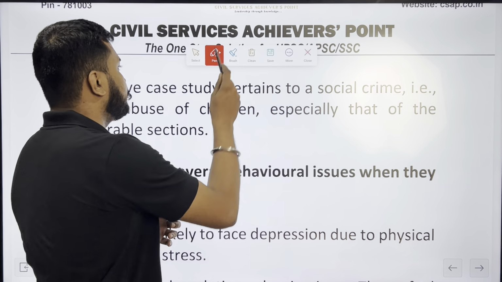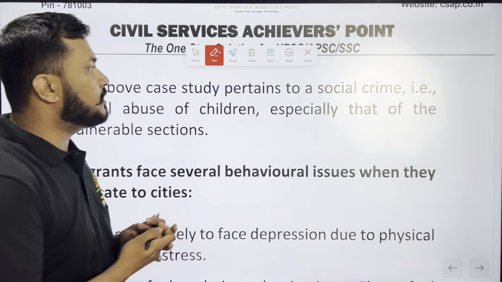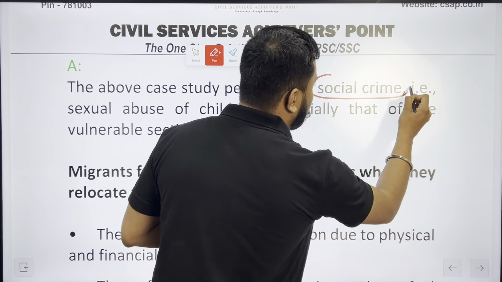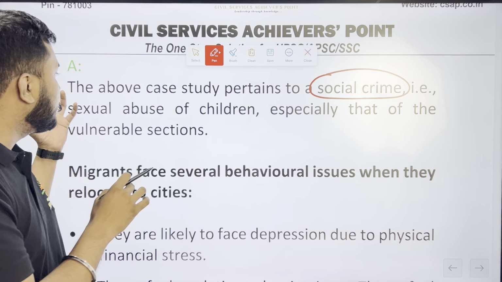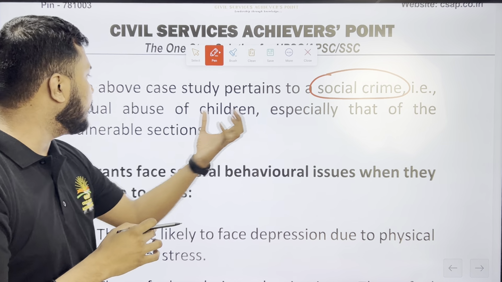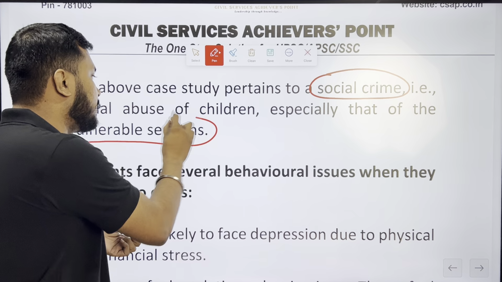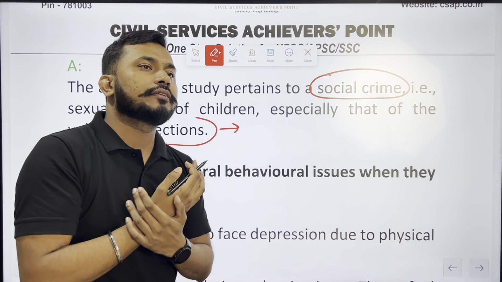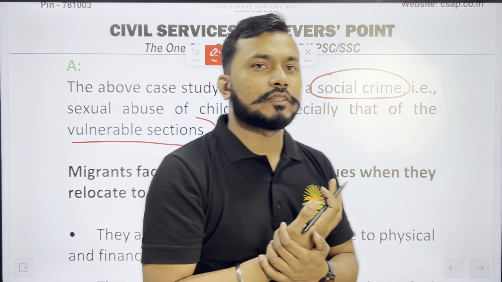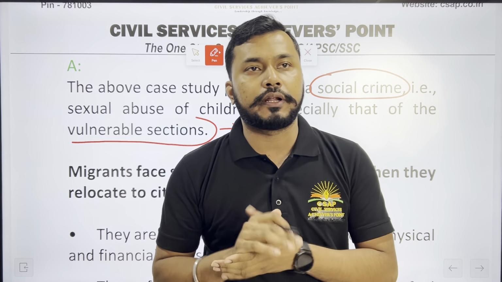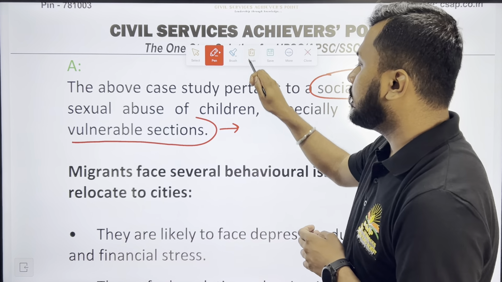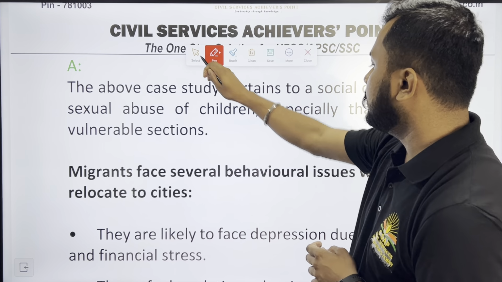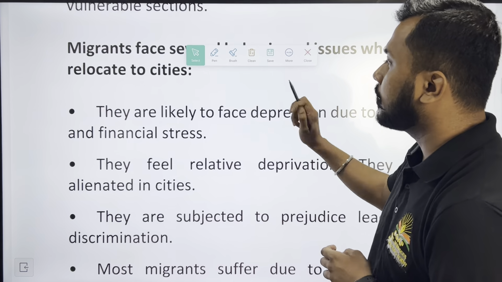Okay, fine. So the above case study pertains to social crime. One of the catchwords in this case study is sexual abuse of children, especially that of the vulnerable sections. That means the most vulnerable sections of society, mainly the people who are downtrodden and the people who are migrants. Migrants face several behavioral issues when they relocate to cities.